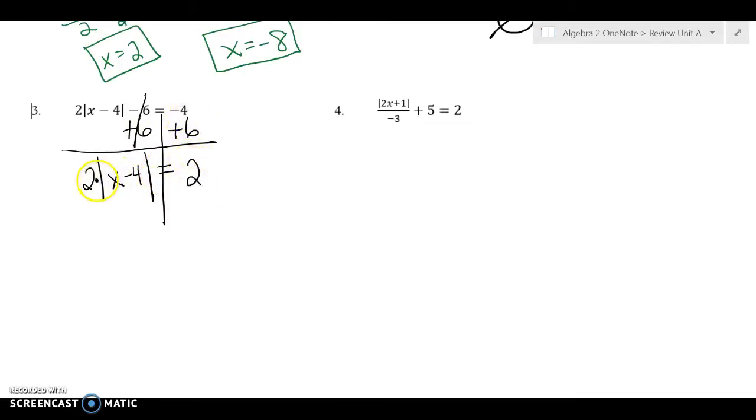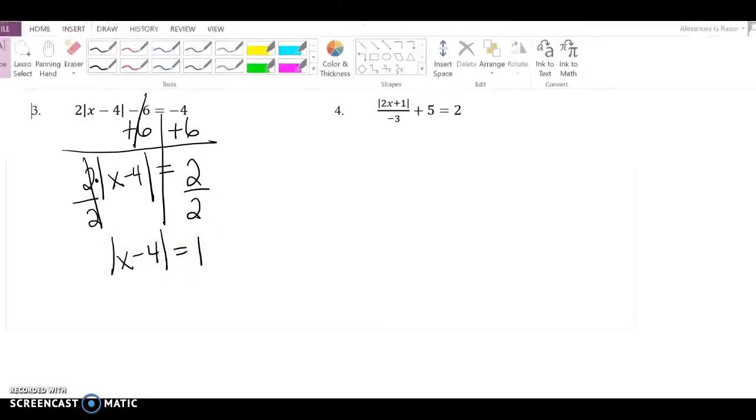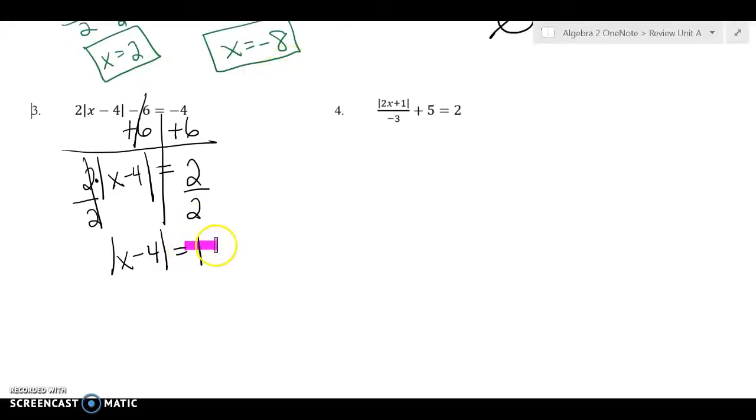Now this says 2 times that absolute value. You never distribute to absolute value. You get rid of the multiplying by dividing. So I'm going to divide by 2. And now I have x minus 4 is 1. So now I look to see, is my answer positive? And it is positive. And so now I'm able to break down into 2 problems.